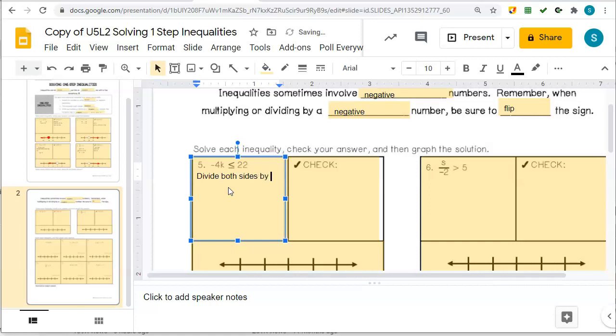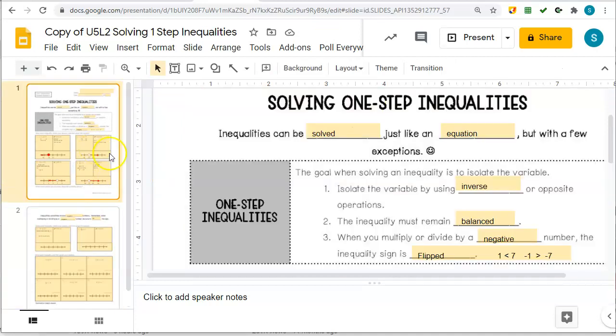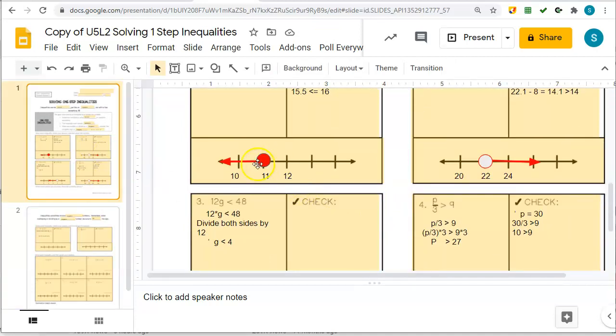Alright? So here we're going to divide both sides by negative 4. And so then we're going to get k, instead of being less than or equal to, is going to be greater than or equal to whatever 22 divided by negative 4 is, which is negative 5.5. Alright? Now I'm going to flip back so I can get a copy of some of my arrows.